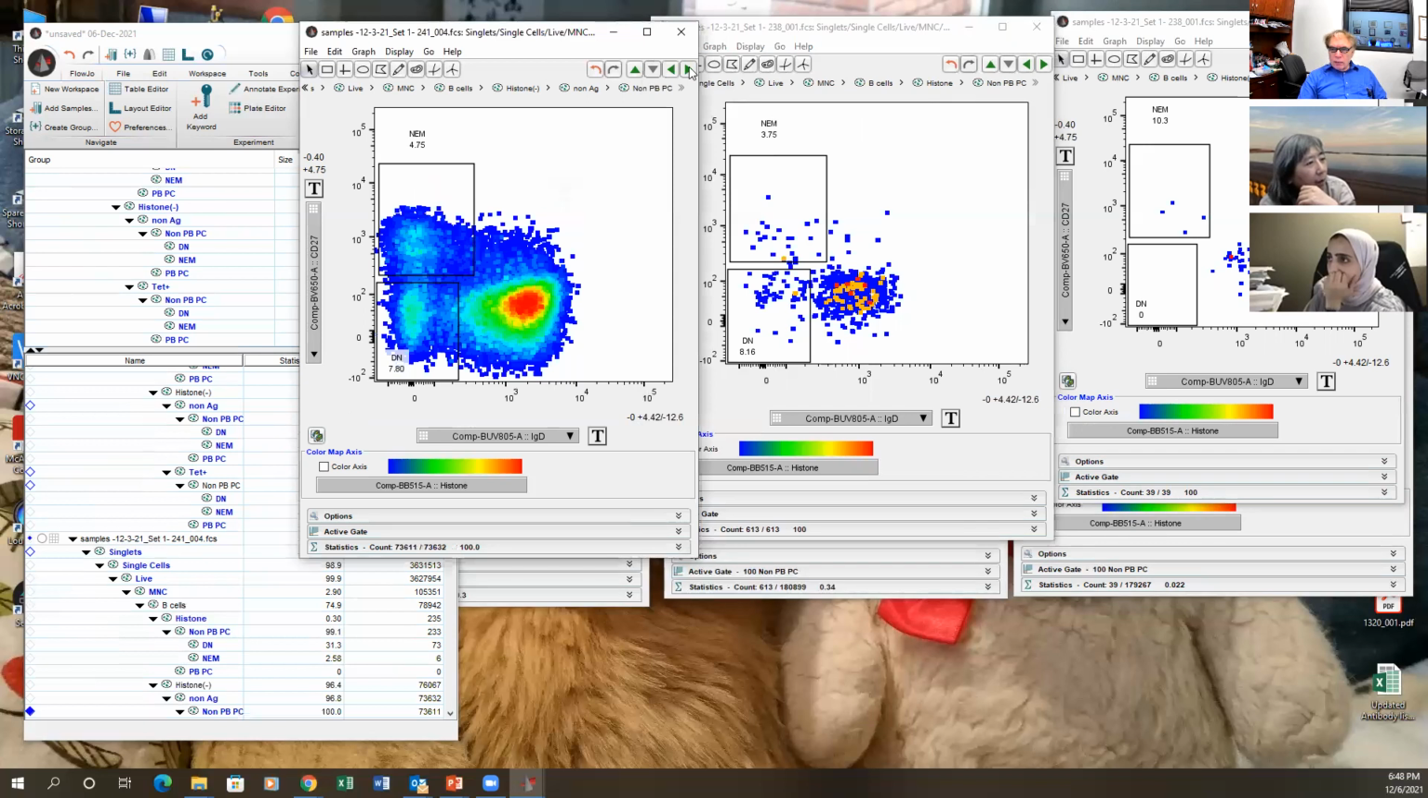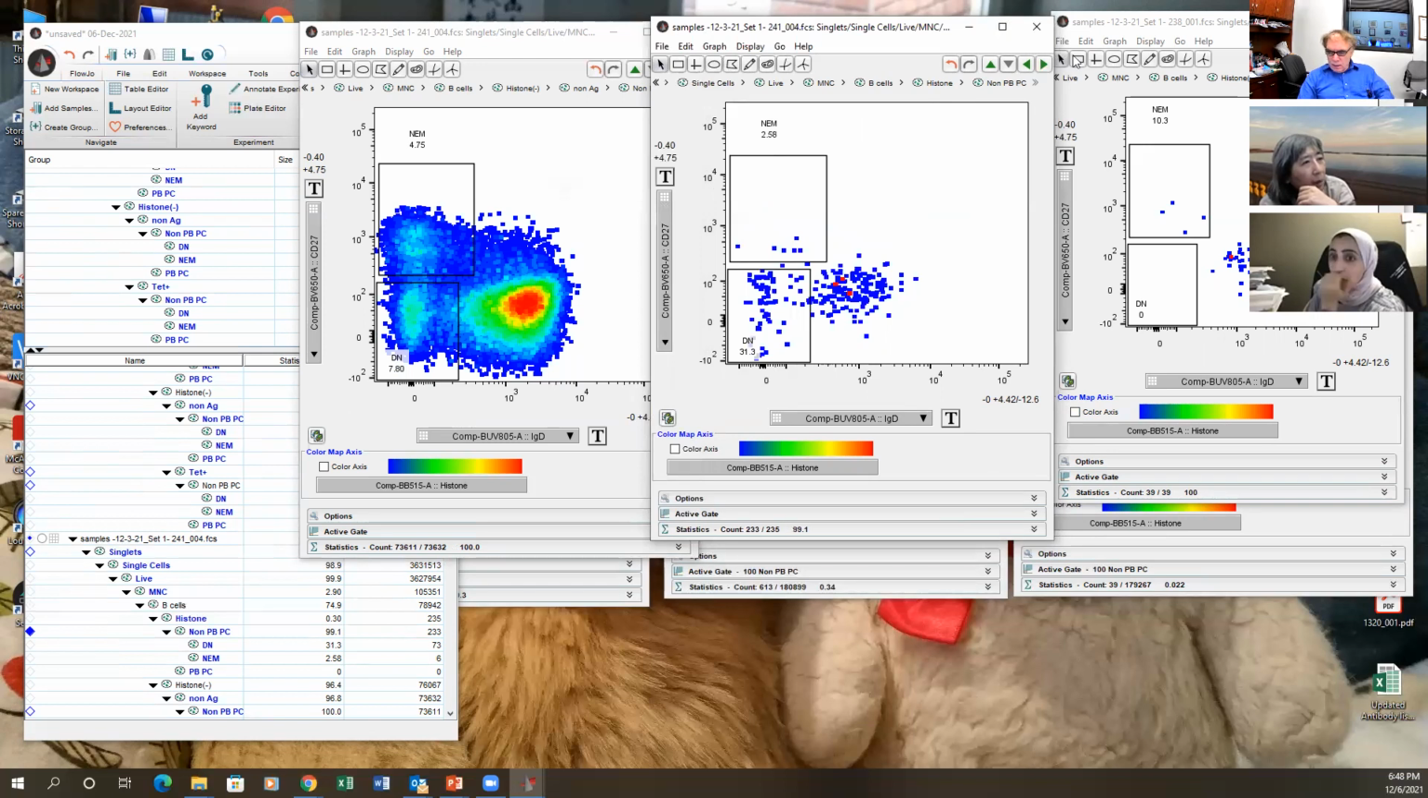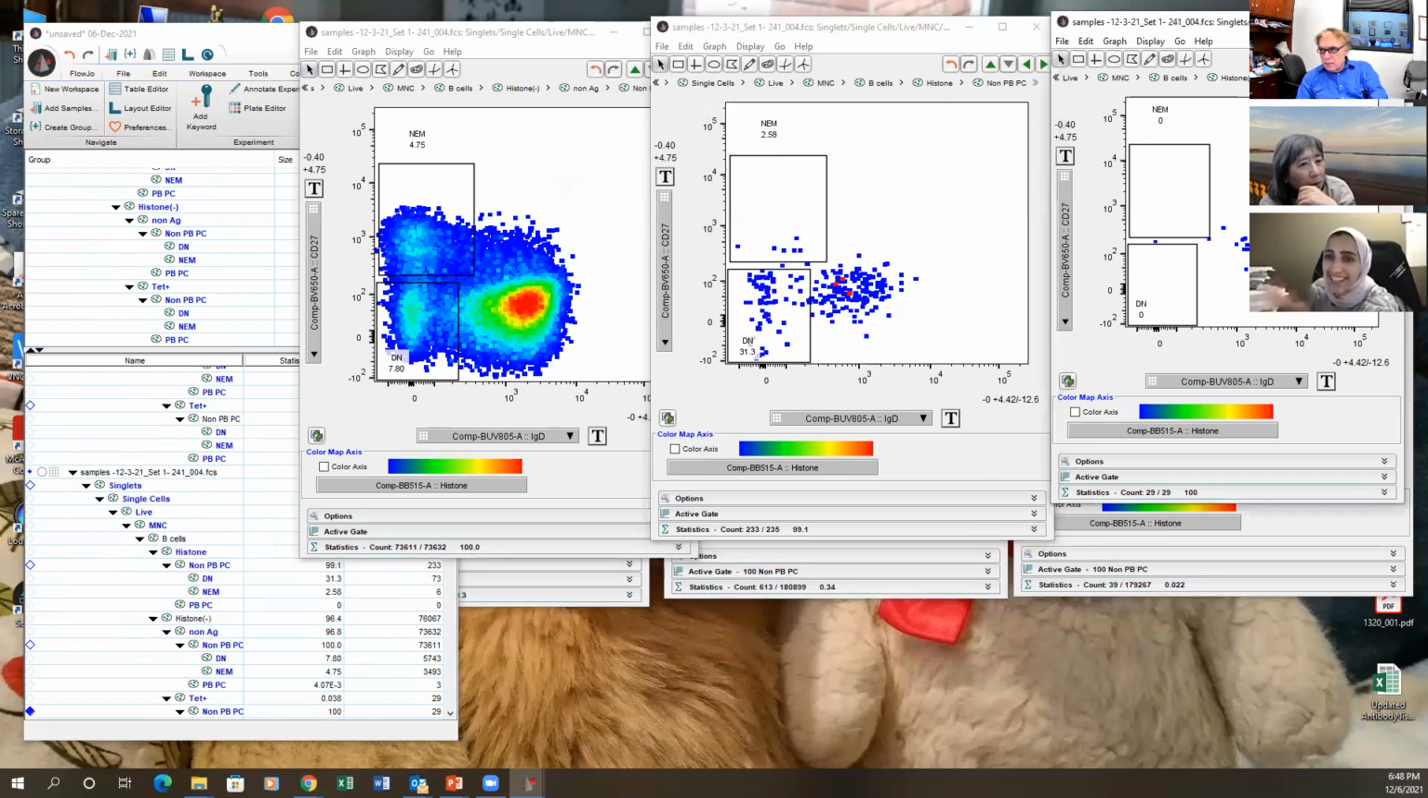Some people run off and write a paper like this. 241. We don't have this. This is five patients. I know. But this one has a big difference. 241 being double negative from 7.8 jumps up to 31 now. Is that histone? Histone. But RNP, this is still negative. Everything here is naive.